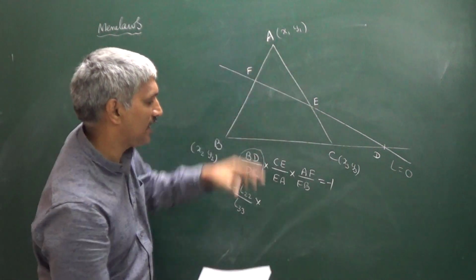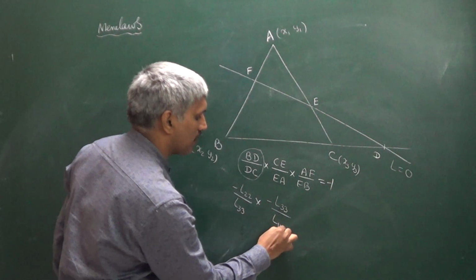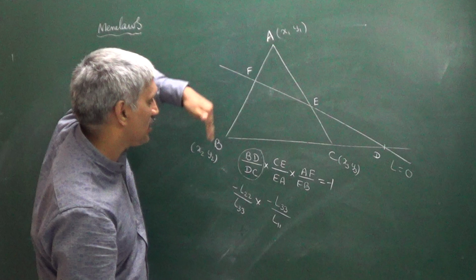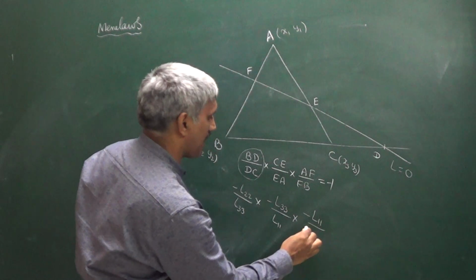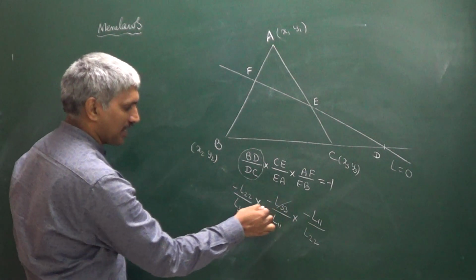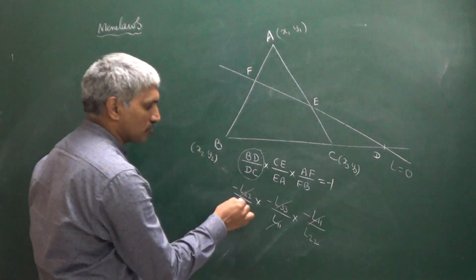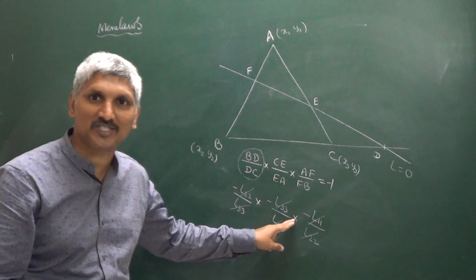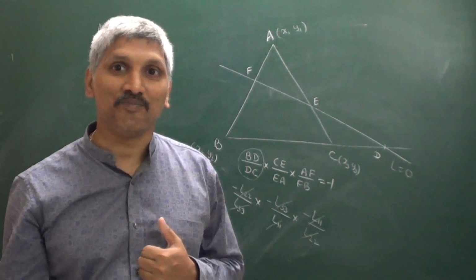CE by EA is given by minus L33 divided by L11. Now the same line divides these two points in what ratio? That is minus L11 divided by L22. Right? Now observe here, L33 cancels, L11 cancels, L22 cancels. You will get minus 1 into minus 1 into minus 1. It becomes minus 1, or not? So that is the way of proving Menelaus theorem.